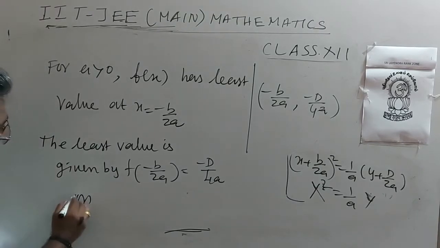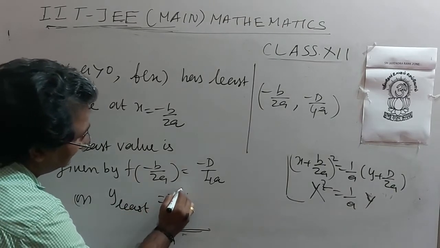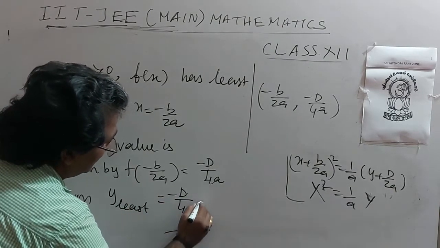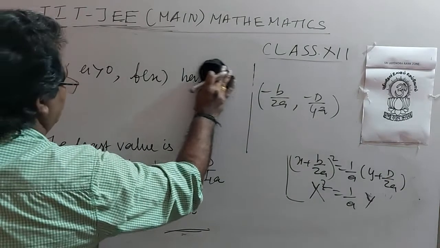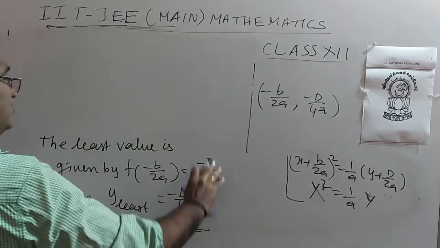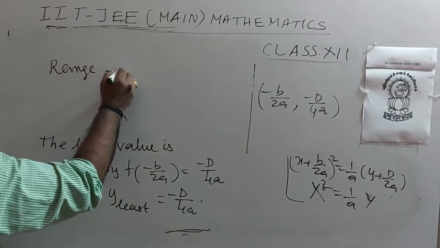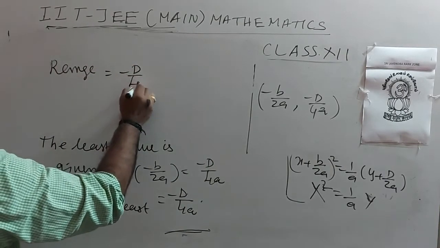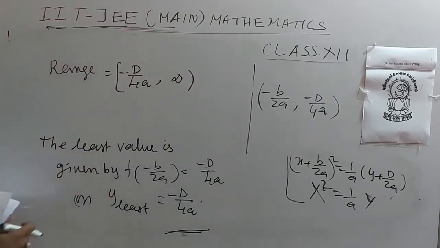Or y is least minus D by 4a. The range: this is the least value, and the greatest value is infinity, so the range will be minus D by 4a to infinity. This is a closed bracket, and this is an open bracket.